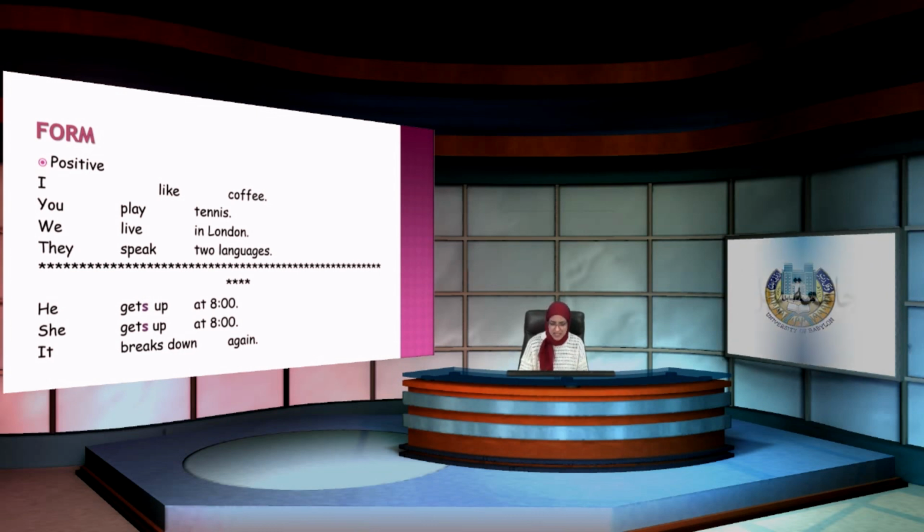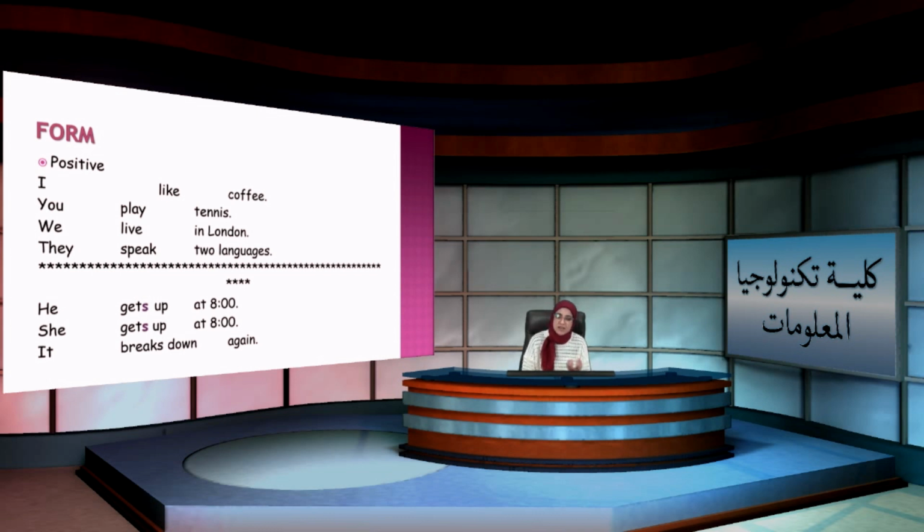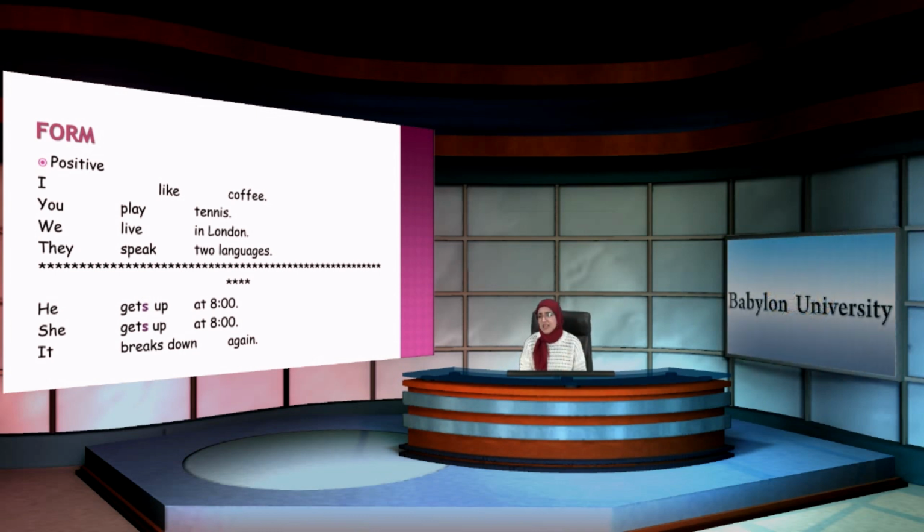Another example to make it clearer: she gets up at 8 o'clock or at 7:30. Again, she gets, or my sister gets. So here, she and my sister are singular subjects. She is a pronoun, and my sister is a singular noun functioning as a subject in the sentence. That's why the verb should contain the third person singular S.